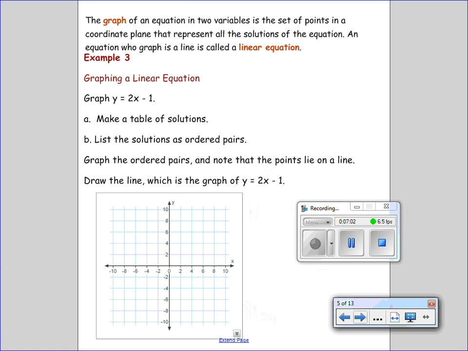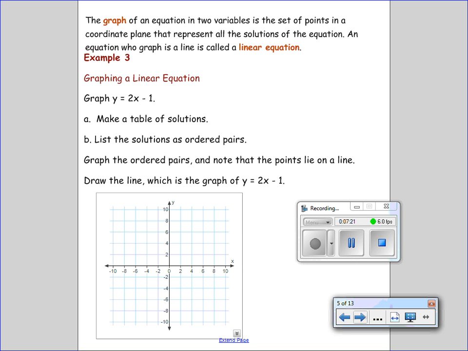Now, the graph of an equation in two variables is a set of points in a coordinate plane that represent all the solutions of the equation. An equation whose graph is a line is called a linear equation. So for example, in example 3, we're going to graph a linear equation.